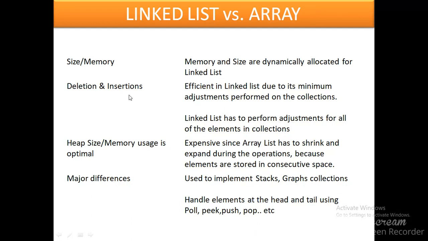Deletions and insertions are expensive in an array, whereas in a linked list they have optimum performance. It's minimal because we don't have to disturb everything. If, for example, your collection has 100 elements and you insert one element, only the previous and the next elements, so totally three elements, get affected and the rest remain as they are. Whereas in an array, all the elements get disturbed because the index keeps changing and consecutive memory has to be allocated. That is the reason why a linked list has better performance than an array.